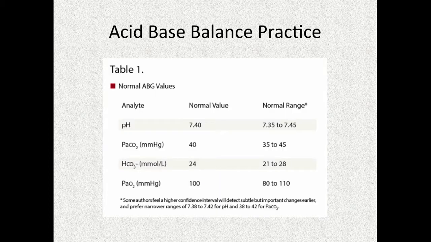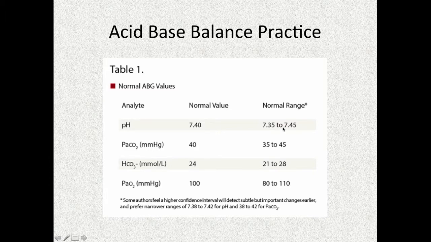Okay? So when you are evaluating acid base, you pay particular attention to the first three ABG values. ABG stands for arterial blood gas analysis. So you're going to pay attention to the first three on this list: the pH, the PCO2, and the HCO3. Okay? Now, I recommend committing these to memory. So it's not too complicated.